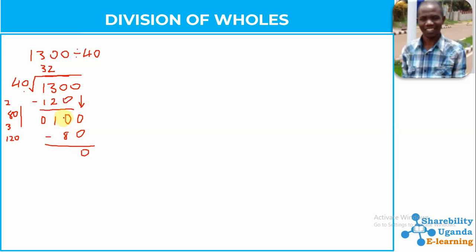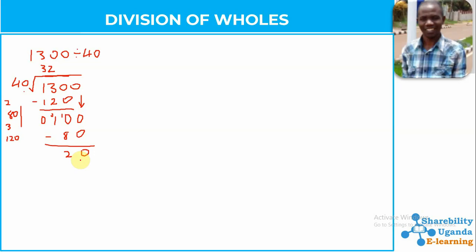What is 0 minus 0? Then 10 minus 8. We borrow, that 1 becomes 10, so here remains 2. So this simply means when you divide 100 by 40, we get 2 remainder 20.